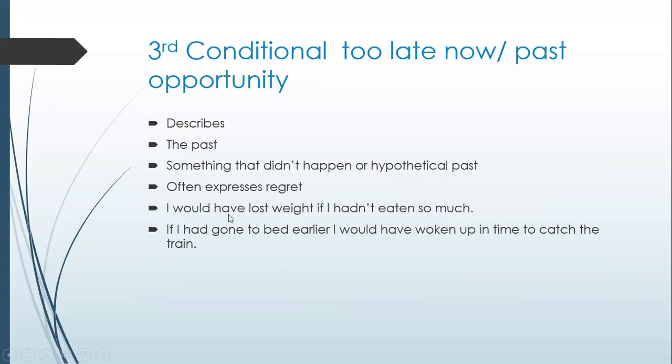For example, I would have lost weight if I hadn't eaten so much. Now here it is a regret, you can say, the speaker is expressing for getting overweight. She hasn't lost any weight because she hadn't met this condition. She had been eating much, and that's why she fails to lose weight. So I would have lost weight if I hadn't eaten so much.